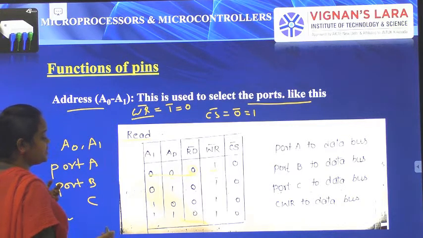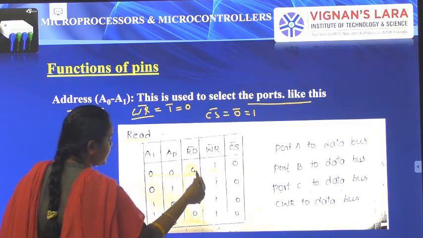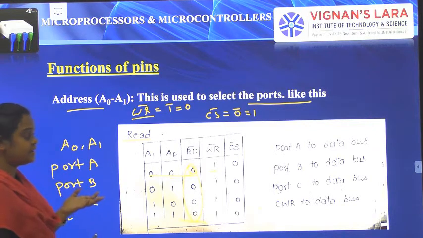It is a read operation. Why? Because RD bar equals 0, that means a read operation is going on.